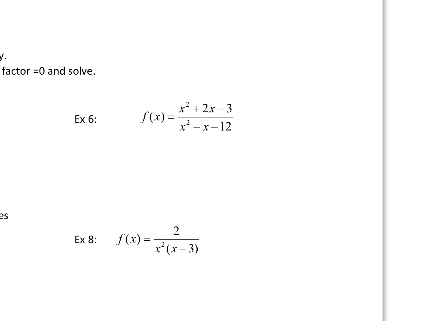One more. So there's 3 things I'm looking for: holes, vertical asymptotes, and horizontal asymptotes. All right, how do I decide if there's a hole? Yeah, if I have matching factors top to bottom, but I have to do the factoring part first, right? So let's do that. Let's factor.